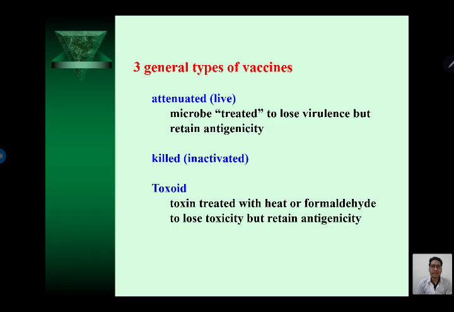Three general types of vaccines: attenuated live, a microbe treated to lose virulence but retain antigenicity; killed inactivated; and toxoid, a toxin treated with heat or formaldehyde to lose toxicity but retain antigenicity.